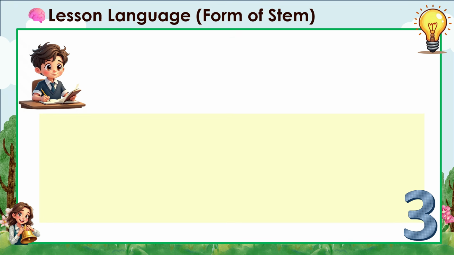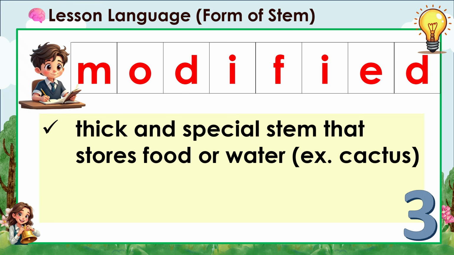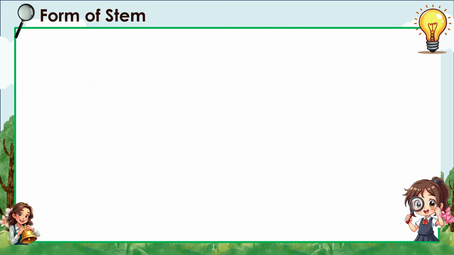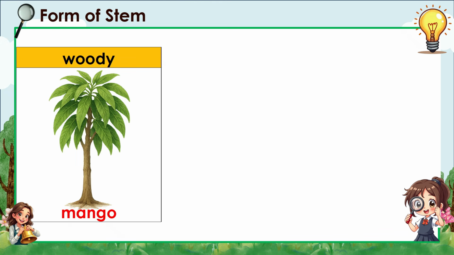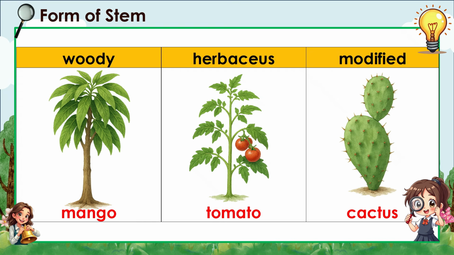Our third form of stem is modified stem. Modified. M-O-D-I-F-I-E-D. Modified. This is thick and special stem that stores food or water. The best example is cactus. Its role, it helps the plant survive in dry places. Form of stem. This is woody. Example is the mango. Herbaceous. Modified cactus.